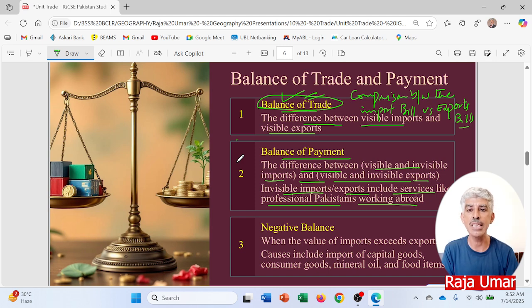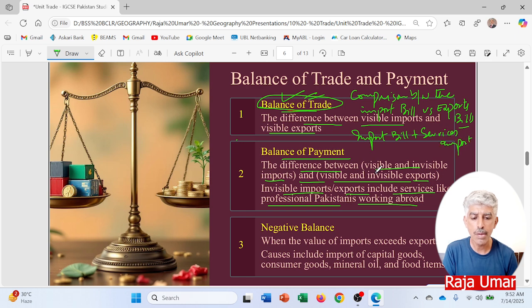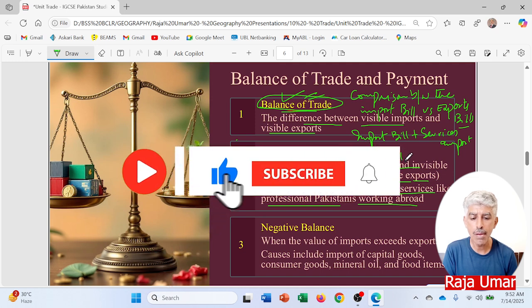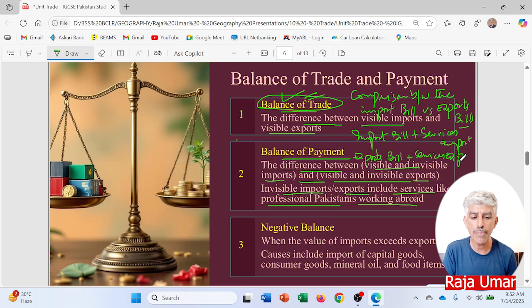So I'm very much hopeful that the point is really very much clear. Now, if I say import bill plus services imported, as in the form of coach services import, and exports, export bill plus services exported in the form of the overseas Pakistanis working abroad. So it means that if we compare these two things, including the services, then we call it the balance of payments.